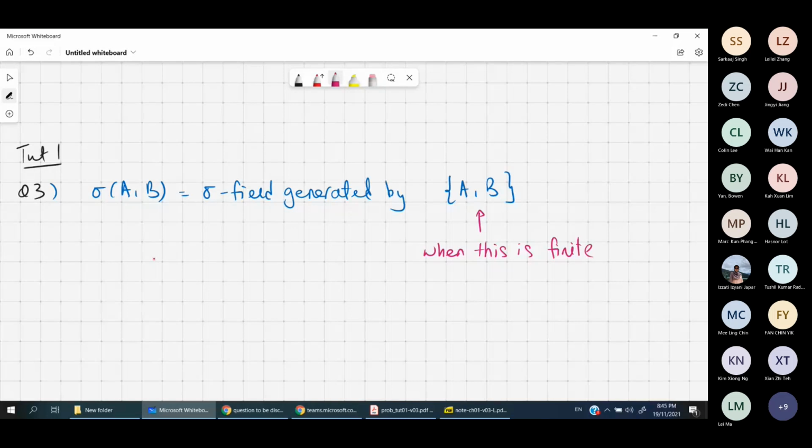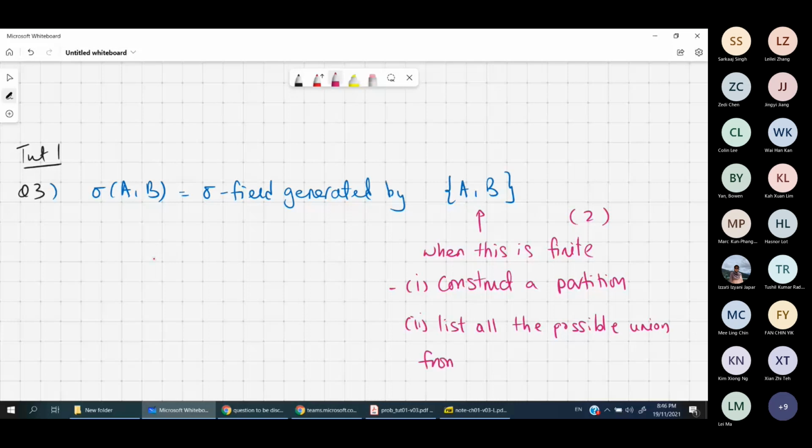in this case 2 elements, what we can do is first we construct a partition, and once we construct a partition, we list out all the possible unions from that partition.